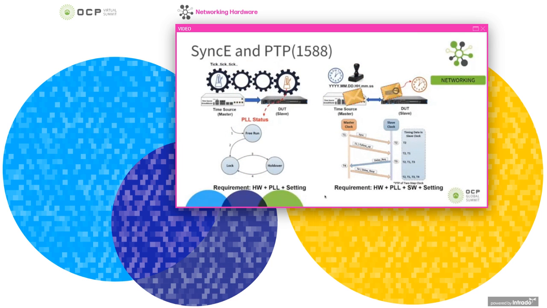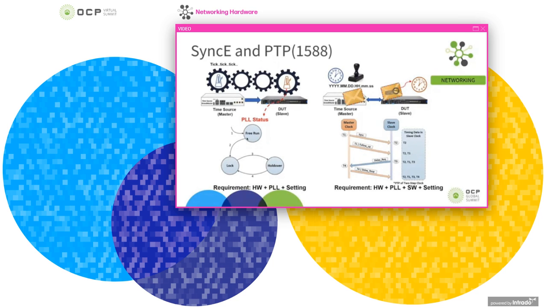What's the difference between SyncE and PTP? Here, you can imagine that SyncE is a combination of different gears. You need to combine and connect all the gears together in order to let the whole frequency transmission work very well. In your DUT, you must have a PLL inside, and the PLL will indicate three important statuses: free running, lock, and holdover.